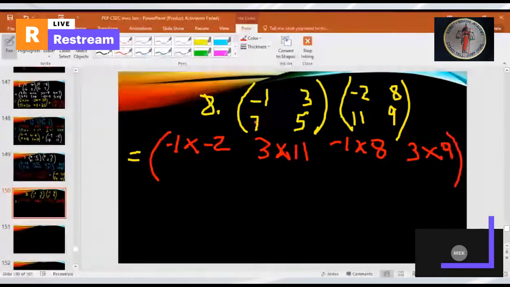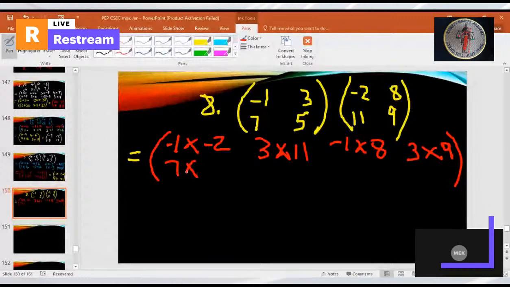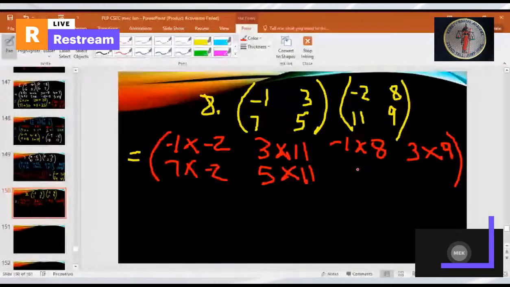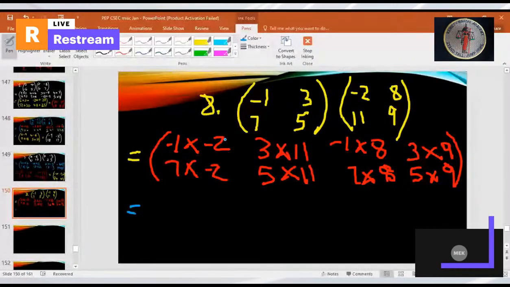To the second row now. So 7, 2, 5 times 11. So 7 times negative 2, 5 times 11, and then 7 times 8 and times 9. 7, 8, 5 times 9. All right. It's just a matter now of combining. And see, we have negative 2 over negative 2, 11 over 11, 8 over 8, 9 over 9.